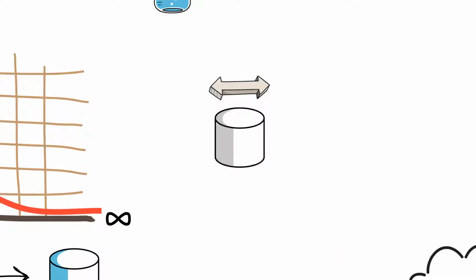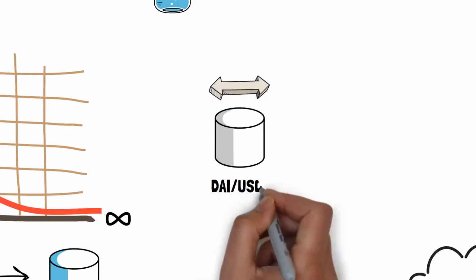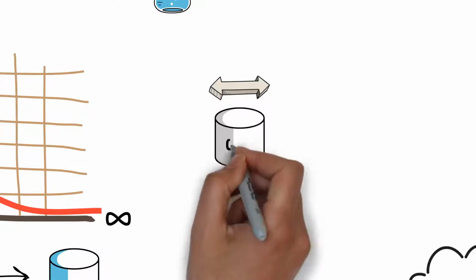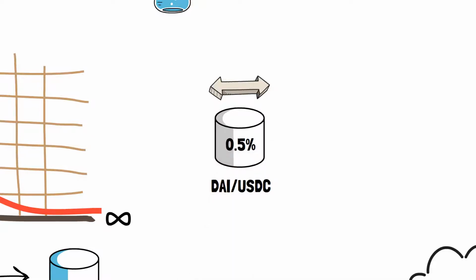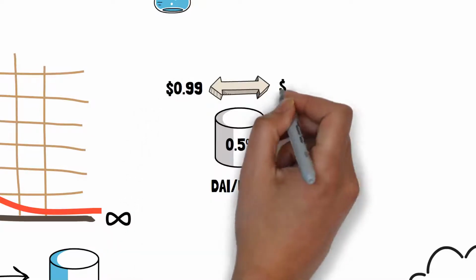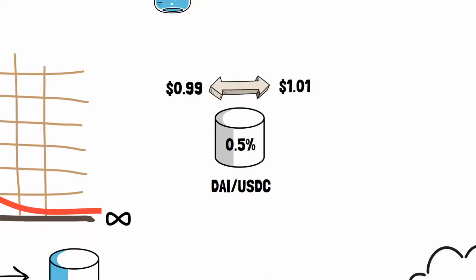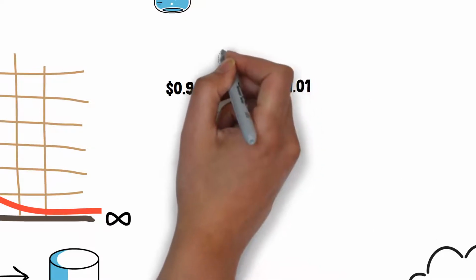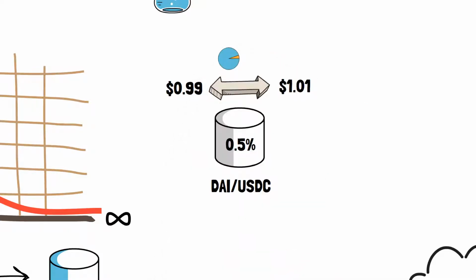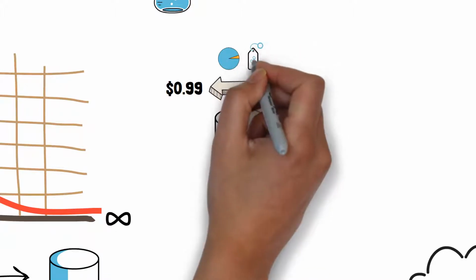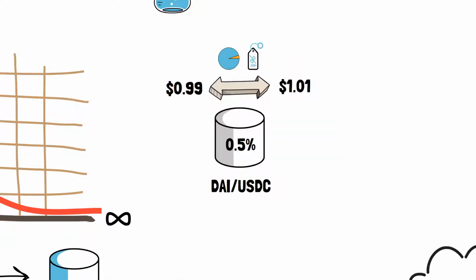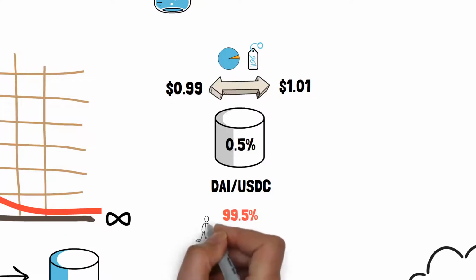As an example, Uniswap DAI USDC pool only uses around 0.5% of capital for trading between 99 cents and $1.01, a price range where the vast majority of trading volume goes through. This is also the volume that makes the majority of trading fees for the LPs. This means that in this particular example, 99.5% of the remaining capital is pretty much never used.